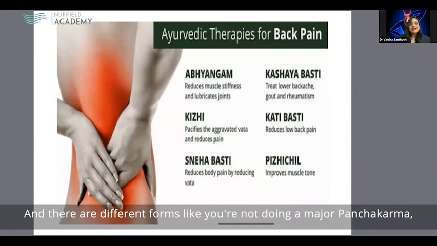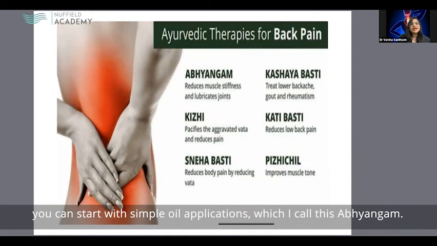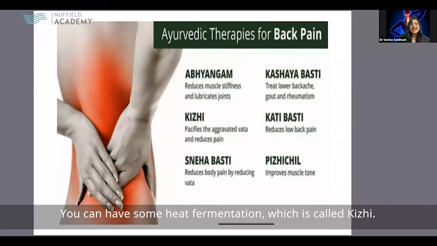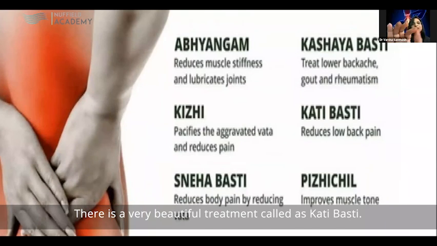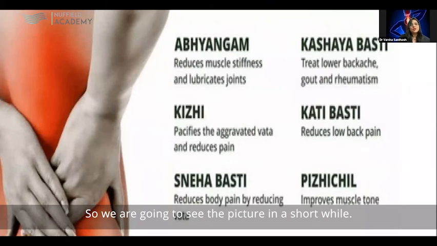And there are different forms of therapy. If you're not doing a major panchakarma, you can start with simple oil applications, which is called abhyanga. You can have some heat fermentation, which is called kizhi. You can do some intensive oil therapy called shirodhara. There is a very beautiful treatment called kadi vasti. So we are going to see the picture in a short while.